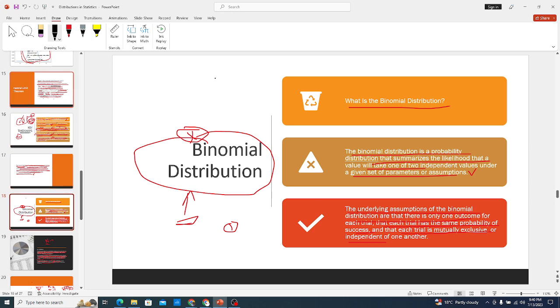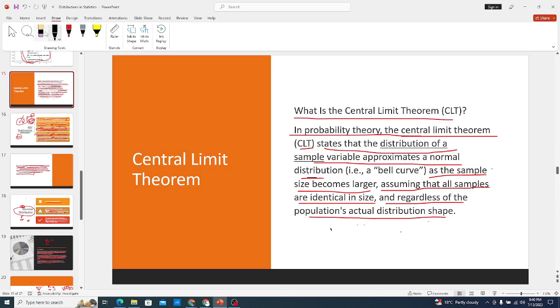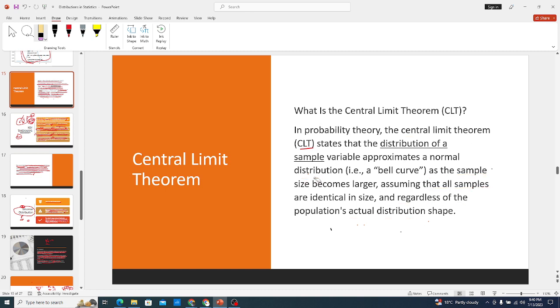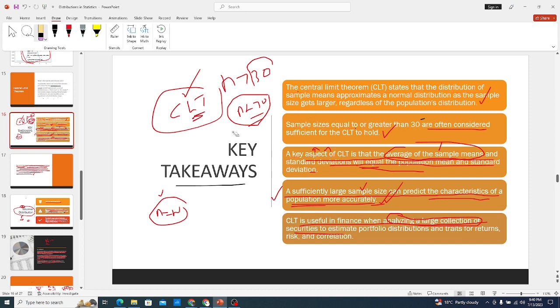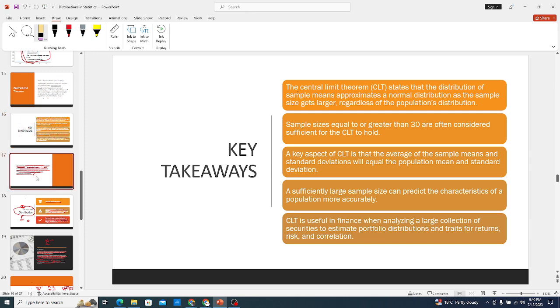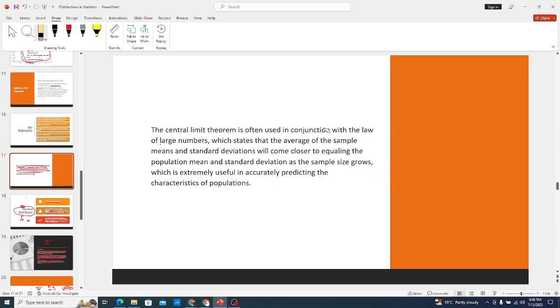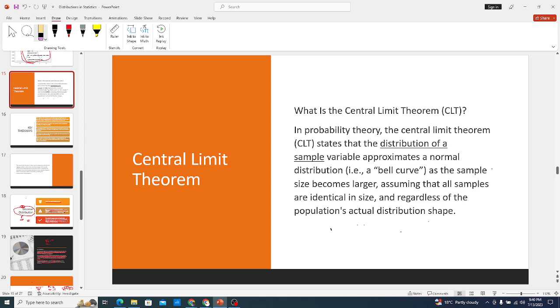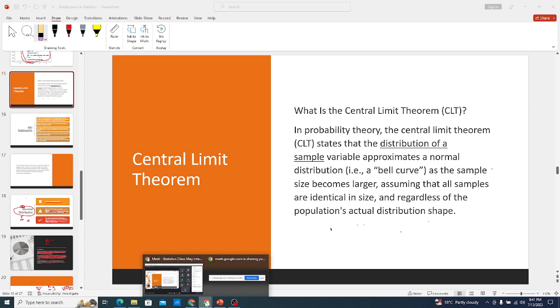All right, then let me talk about the central limit theorem in those remaining 10 minutes. Okay, central limit theorem. What does central limit theorem mean? How do you understand the central limit theorem? Because for my case, I understand it in a very simple way. What do you understand by this term, central limit theorem?